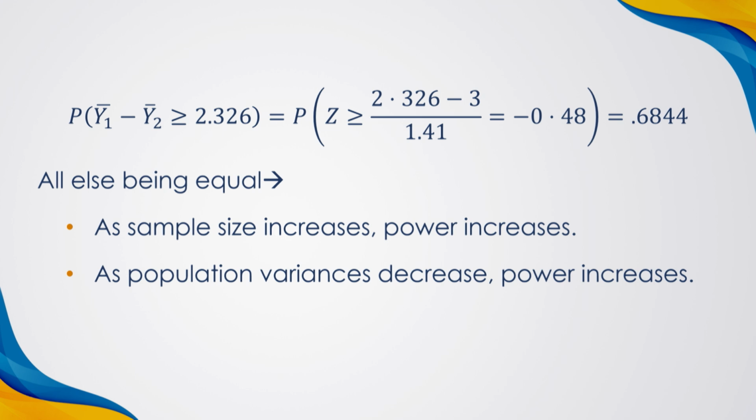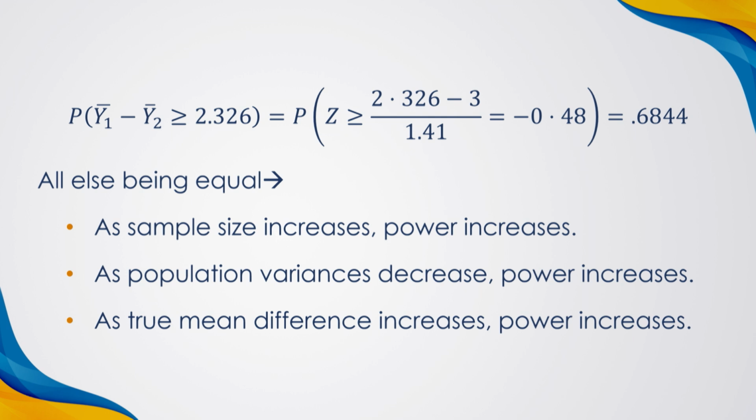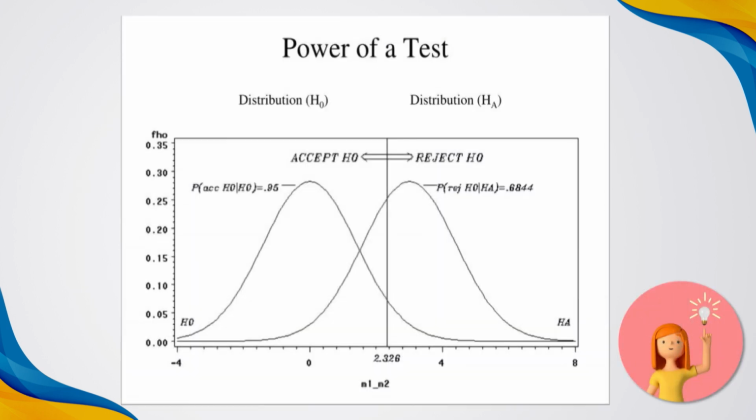Also, all else being equal, as the sample size increases, the power increases. As the population variance decreases, power also increases. As the true mean difference increases, power increases. So, we can see the power of a test through this picture. This is the probability of acceptance: the probability of accepting H naught given H naught is true is 0.95. The probability of rejecting the null hypothesis H naught when H1 or HA is true is 0.6844.